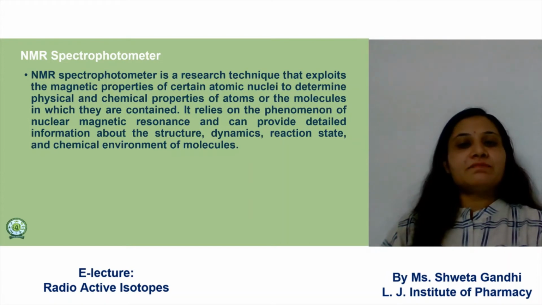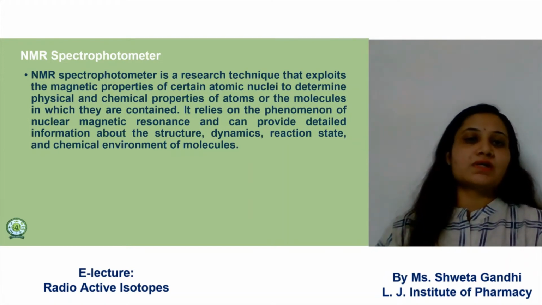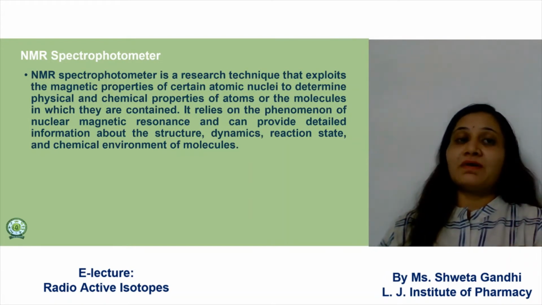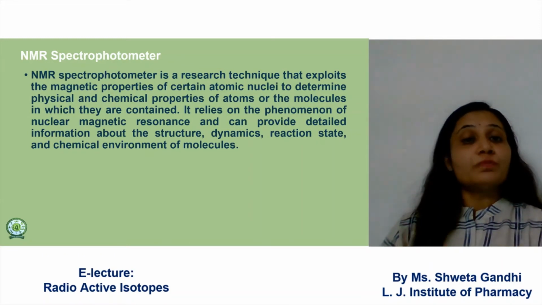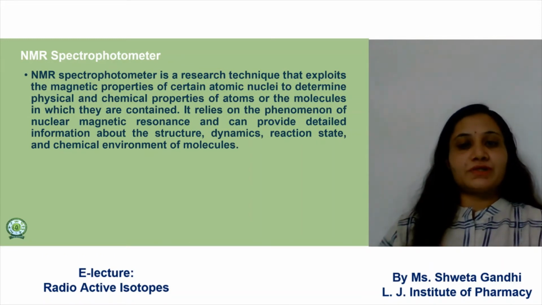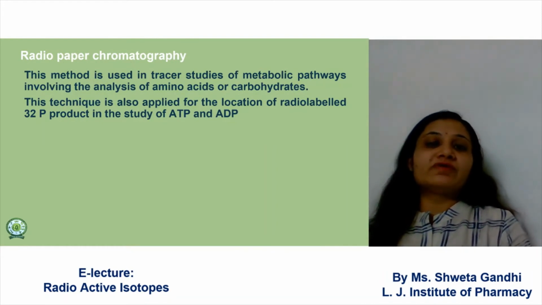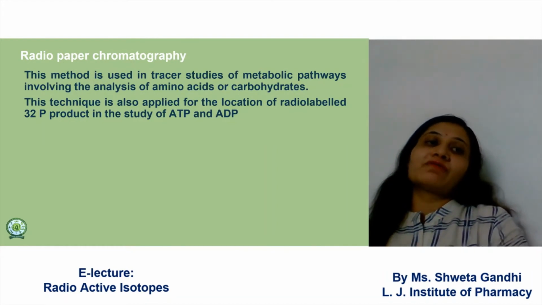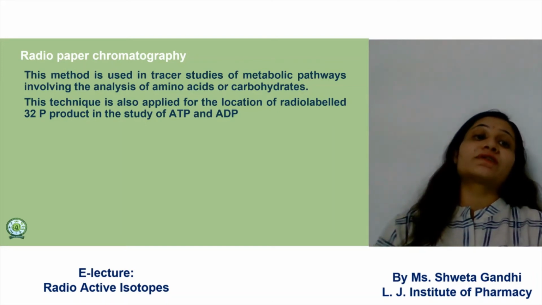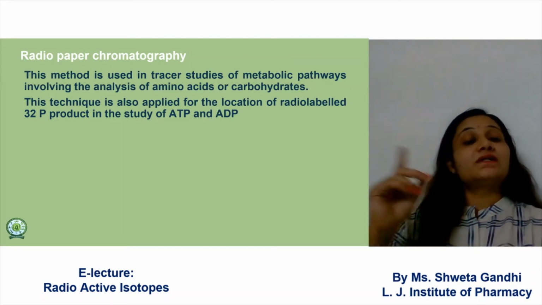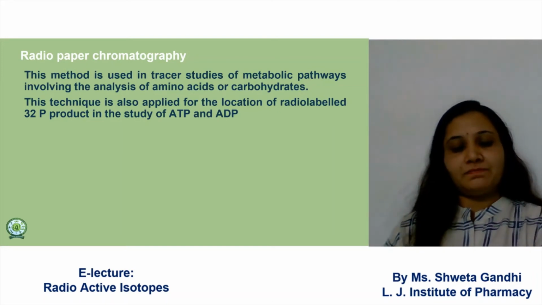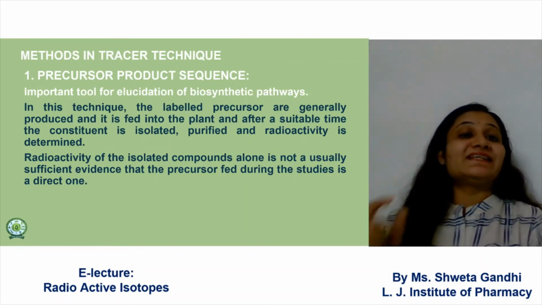Next, NMR is also used nowadays, with a wide variety of NMRs. Different NMR spectrophotometers are used for the determination of radioactive isotopes. Radio paper chromatography is also applied for locating a radioactive label, for example phosphorus-32 in the study of ATP and ADP. Now, methods in tracer technique.